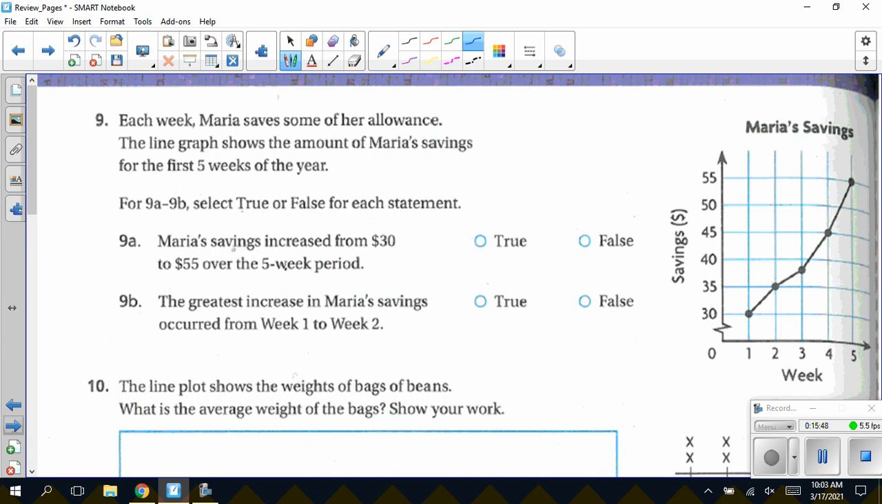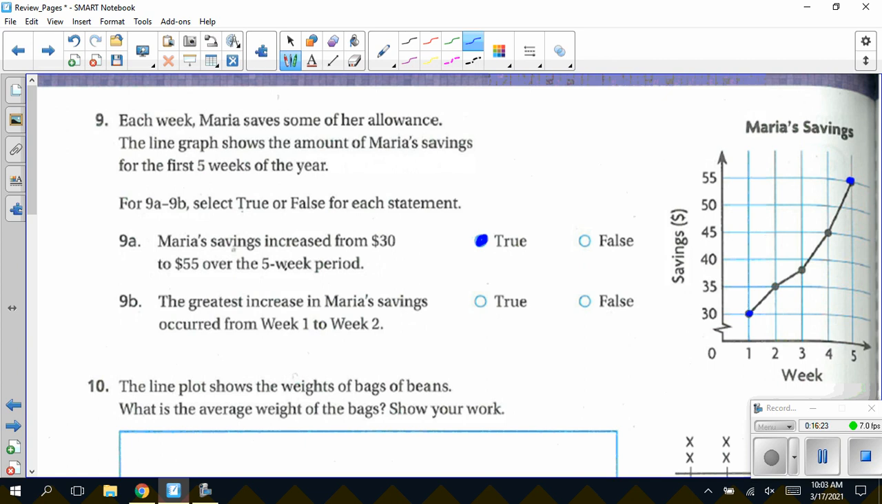For question number 9, it says, each week Maria saves some of her allowance. The line graph shows the amount of Maria's savings for the first 5 weeks of the year. For A through B, select true or false for each statement. So for A, it says Maria's savings increased from $30 to $55 over the 5-week period. So for week 1, she was at $30. For week 5, it does say she was at $55. So that is true. She did start at 30 and then she ended at 55.